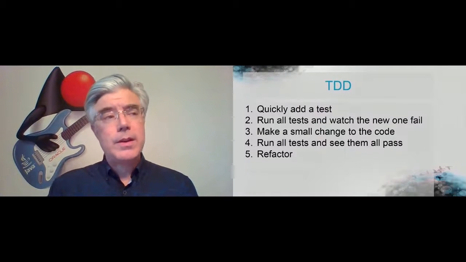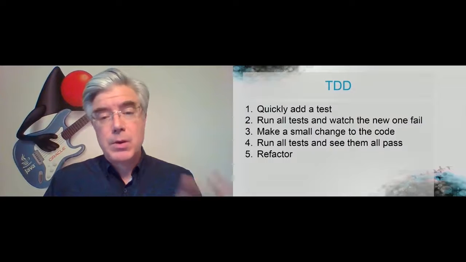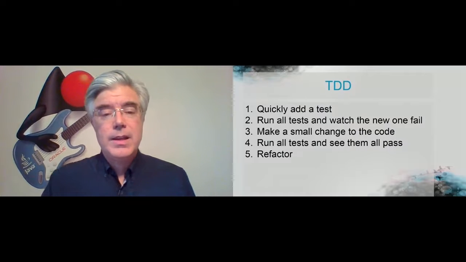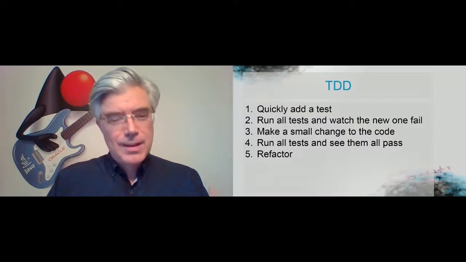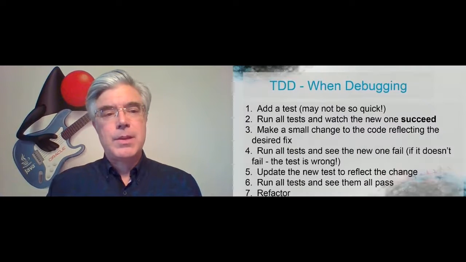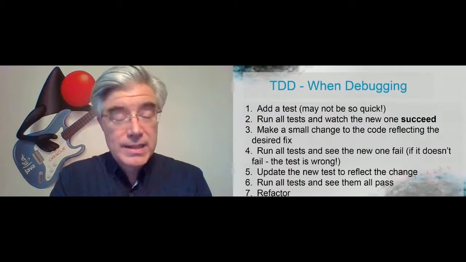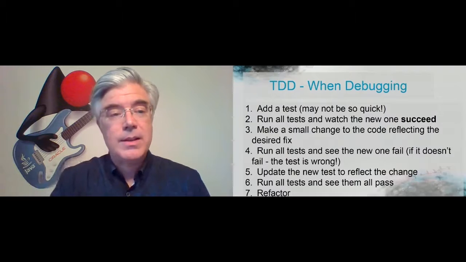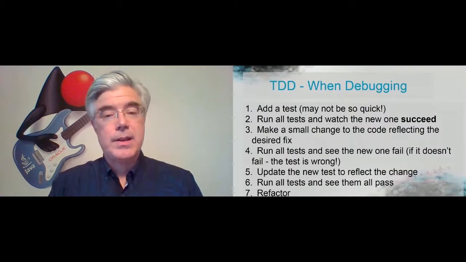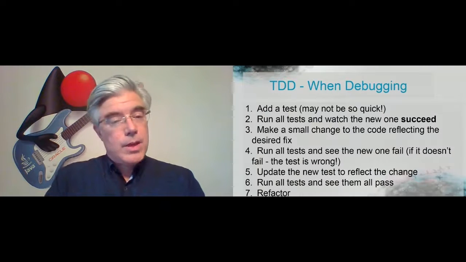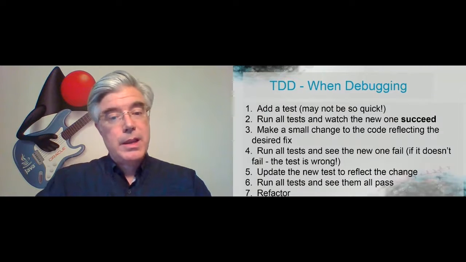But what about when you're supporting a legacy system? After all, that's what most of us do. In my career, I've worked on, I think, two projects where we wrote something from scratch, and they very quickly evolved into a mess. So let's look at the TDD process we use when we're debugging existing code rather than creating something new. So first, you add a test, and it may not be so quick because you've got to figure out how to wrap a test around this code that you're going to test. You have to find a way to break it out, and we'll discuss that later. So you then run that test and you watch the new one succeed. Why is that?